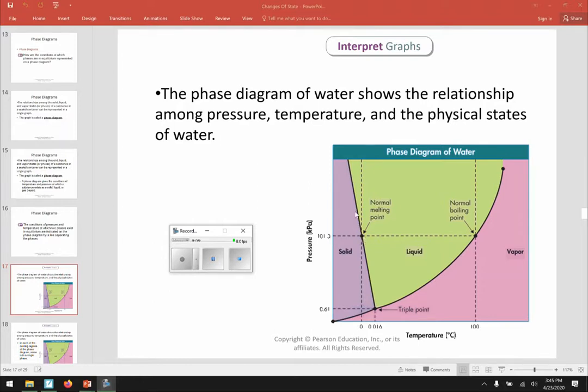Water melts, turns from solid to liquid, at, shockingly, 0 degrees Celsius. This is its normal melting point. And it boils, turns from liquid to vapor, at 100 degrees Celsius. This is its normal boiling point. All along these lines, these borders between solid, liquid, and vapor, is a phase change. So you would get boiling anywhere along this line here, and you would get freezing anywhere along this line here, and sublimating and depositing along this line.